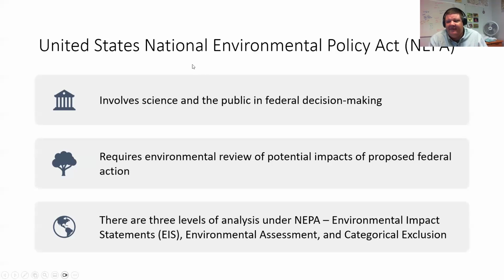Here we have a quite strict permitting process. It's the United States National Environmental Policy Act. It involves science and the public and federal decision making. But there are 3 levels under this NEPA: environmental impact statements, environmental assessment, and categorical exclusion.